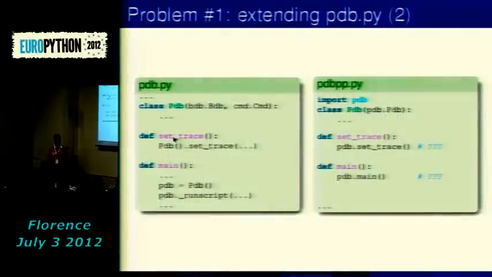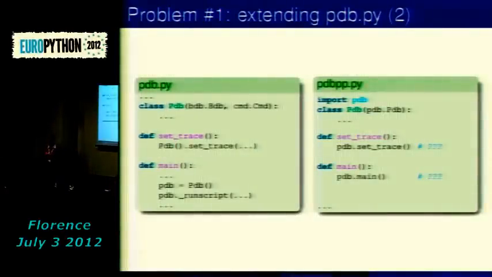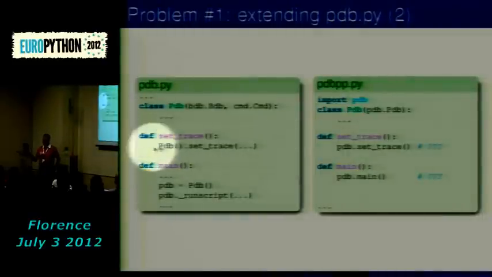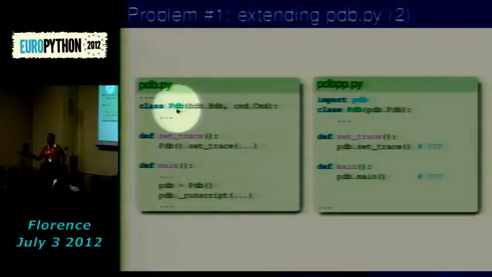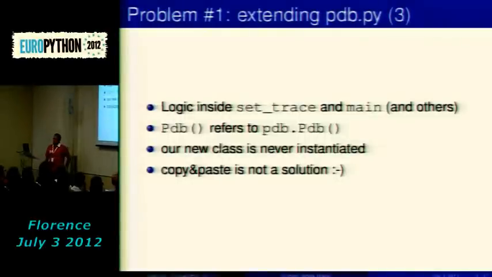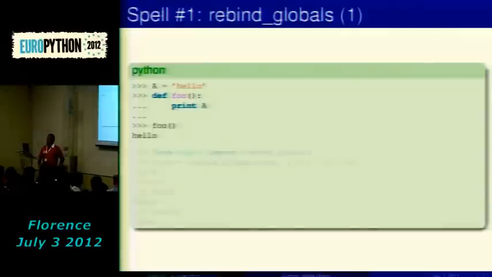But what is the problem? Can anybody spot the problem with doing this? Wrong class, exactly. The problem is that if you run this function, then this class is instantiated, and this class is looked up in the module namespace, so we instantiate this class, and not this one, which has the extended functionalities. So we could copy and paste the code from the standard PDB module, but of course it's not a real solution. What can we do?